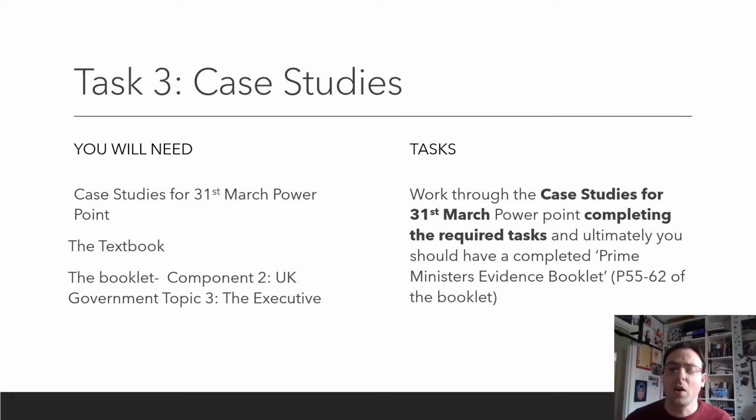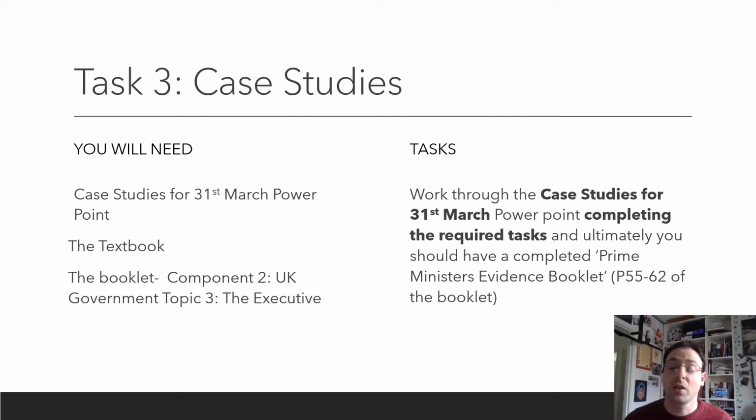Now, the ultimate aim of this is that at the back of the booklet, there is a section, pages 55 through to 62, of information pages on the different prime ministers. If you ever had to write about prime ministers and the executive, you're expected to use examples. You need examples from before 97, the 97 Labour government, and then things that are more recent.